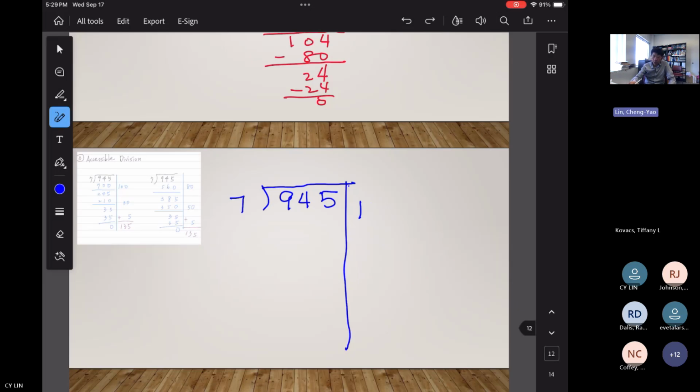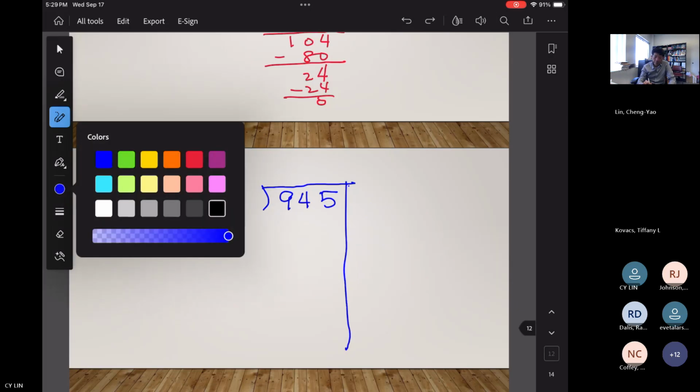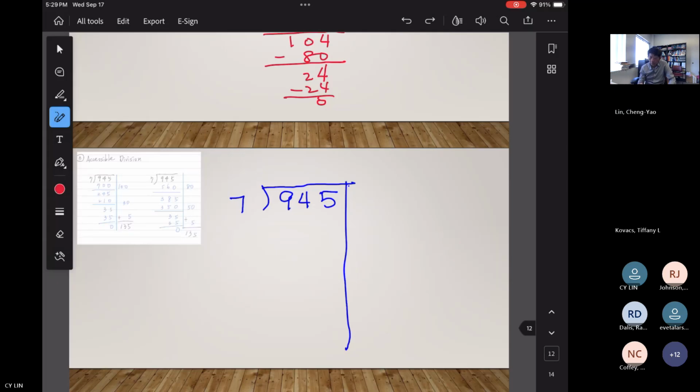I change the color. Let's say I want to do 100. 7 times 100, how many? 700. And I will just subtract. 945 subtract 700 is 245.